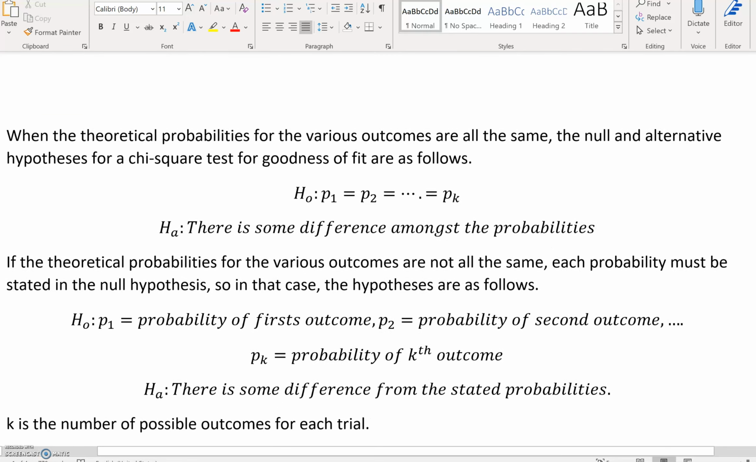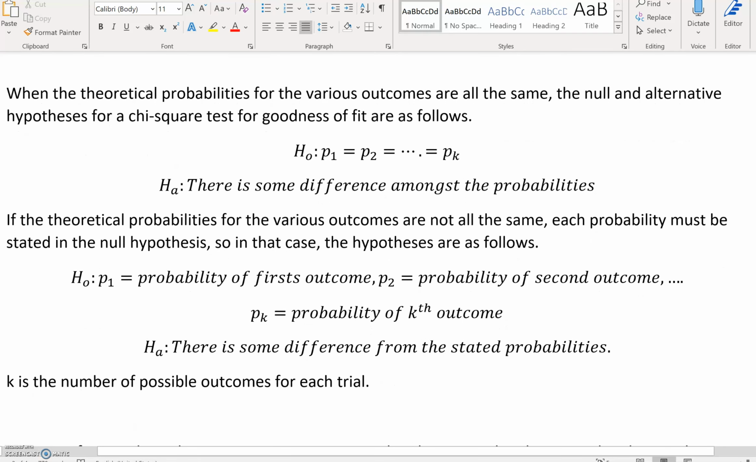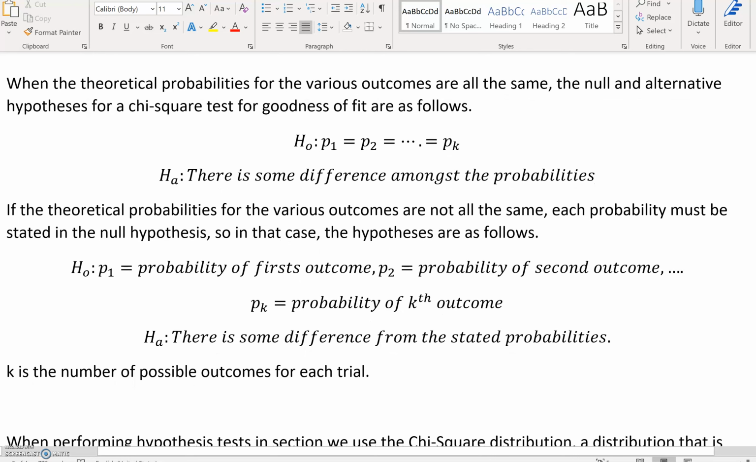To tackle this kind of problem, where we're trying to see if the sample values come from a specific distribution, this is a hypothesis test that's going to involve the chi-square test for goodness of fit. There are two scenarios to consider when you are tackling these types of problems. When the theoretical probabilities for the various outcomes are all the same, the null and alternative hypothesis for the chi-square test for goodness of fit are as follows. Your null hypothesis is that the probability of any individual outcome is the same regardless of the outcome.